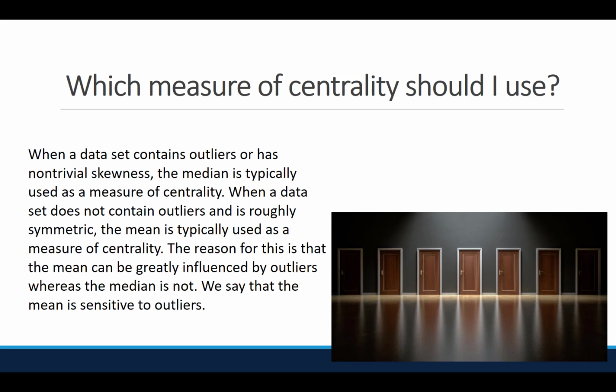When a data set contains outliers or has non-trivial skewness, the median is typically used as a measure of centrality. When a data set does not contain outliers and is roughly symmetric, the mean is typically used as the measure of centrality. The reason for this is that the mean can be greatly influenced by outliers, whereas the median is not. We say that the mean is sensitive to outliers.